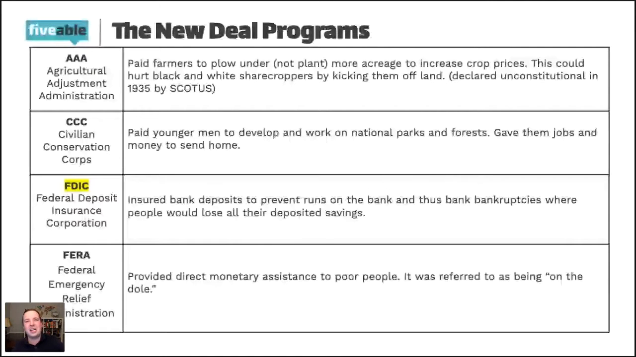One to highlight, though, is the FDIC, the Federal Deposit Insurance Corporation. It still exists to this day, and it makes sure that you have federal government insured deposits in your bank. So that way, if your bank goes bankrupt, you still get all of your money back. That's a big deal. It stops runs on the bank, and it stops bank bankruptcies, essentially, because you don't lose your deposited savings. Fantastic. I don't know if my little box of me on the video is covering this up, but FERA stands for Emergency Relief Administration, just in case you can't see that.